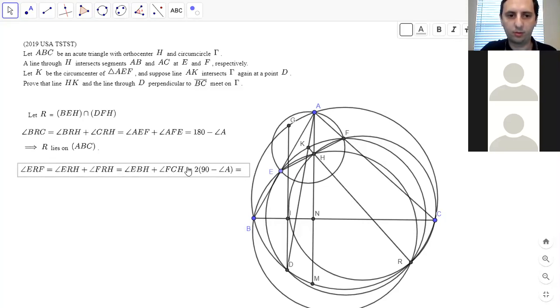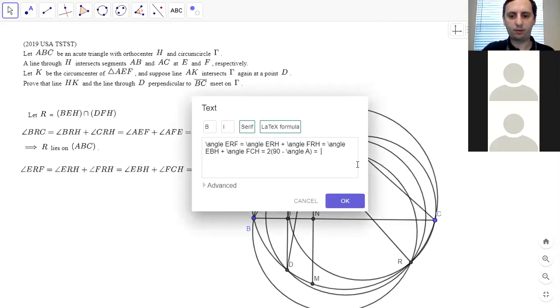Wait a sec. So EBH, okay, so basically that's 180 minus 2 angle A, which is 180 minus angle EKF.